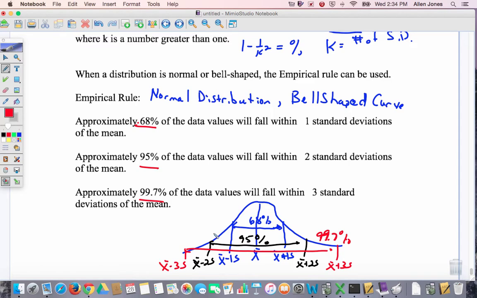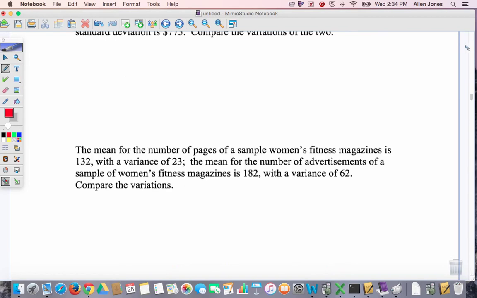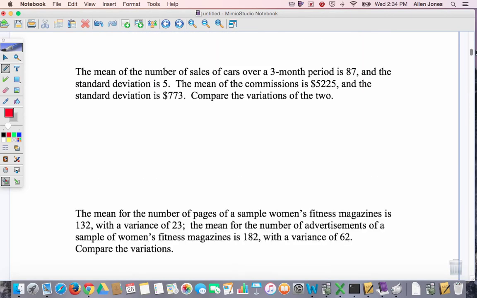And that will be the work here in the second section, working with the coefficient of variation, working with Chebyshev's theorem, and working with the empirical rule or the normal distribution curve. So we'll jump into some examples of each one. The first one you can see here says the mean number of sales of cars over a 3-month period is 87, with a standard deviation of 5. The mean of the commissions is 5,225. The standard deviation is 773. Compare the variations of the two.